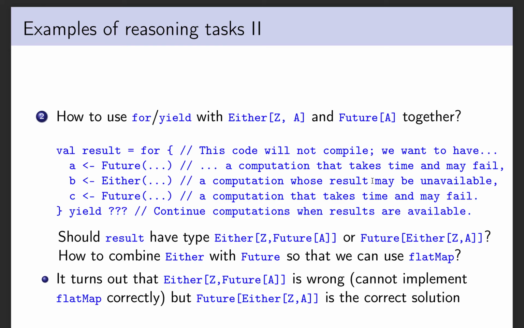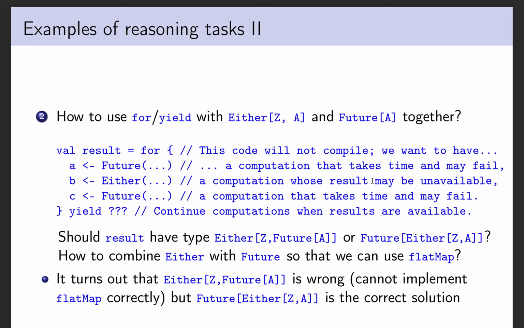Another example that my colleagues often ask me about: you try to combine computations that return a future and computations that return an error. So how do you combine them? You write a for yield block, but a for yield block must have a fixed type constructor on the right-hand side of the arrows. So you cannot combine like this, but you want to, because some of these computations return a future and others don't. They return an error maybe. And so how do you combine them?